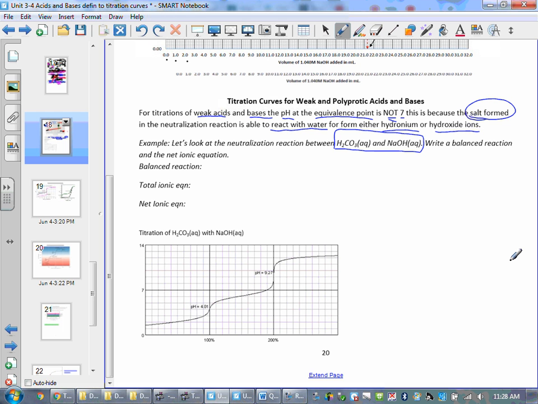All right, so what are we reacting for our balanced chemical equation? H2CO3 plus NaOH.